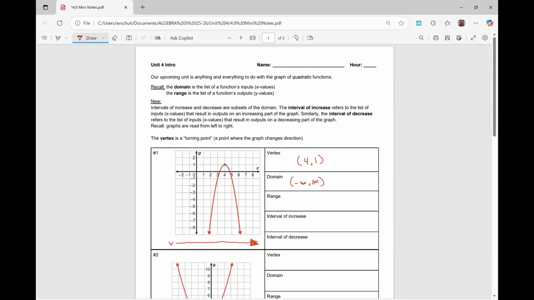A quick reminder that we're going to use parentheses here because we can never actually reach those numbers. Negative infinity and infinity are both just kind of concepts. They're not actual numbers. And so they're not approachable, or we can't reach them ever.